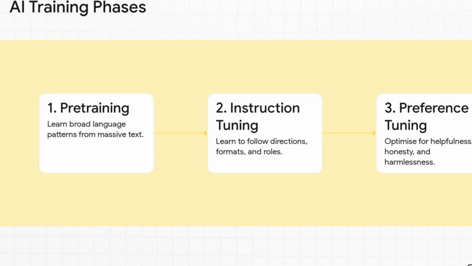Okay, so the whole process really boils down to three big phases. First up, you've got pre-training. That's all about learning the basic rules and patterns of language. Then, instruction fine-tuning, which teaches it how to follow our directions. And finally, preference tuning. This is the polish, learning how to be genuinely helpful and, really importantly, safe. Let's start at the very beginning.